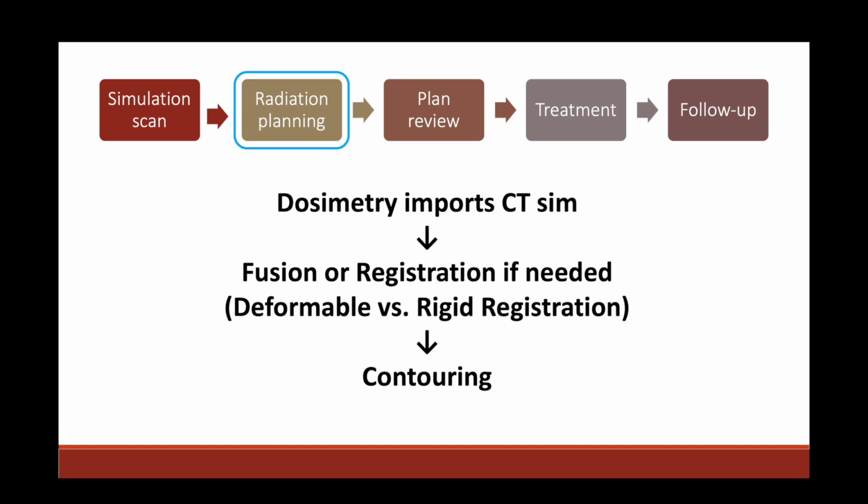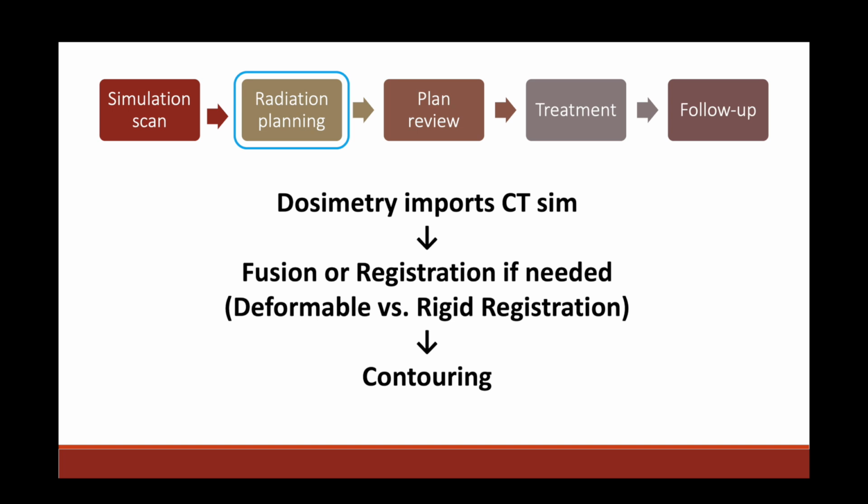So sometimes we want to see the MRI that a patient had. We might want to see their PET scan. We might want to see a CT scan with contrast if they had one previously. And so different images that might be useful to us when we're doing our contouring, we'll ask our dosimetrist to bring those in also and fuse them, or register them is another way of saying that, to our CT simulation. Basically what that means is to try and align the images as close as possible.